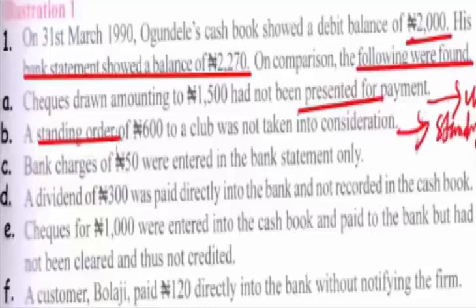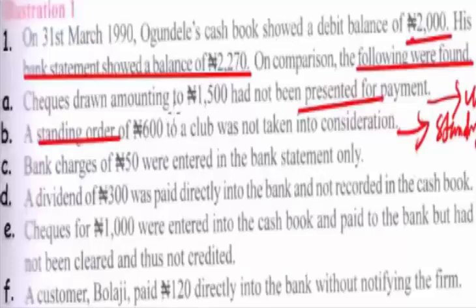I must mention at this point that examiners will make this particular aspect very tricky, because this is the basis of bank reconciliation statement. Any mistake made here in classifying these transactions to the reasons for the discrepancy between the cash book and the bank statement means that your total workings will be wrong.